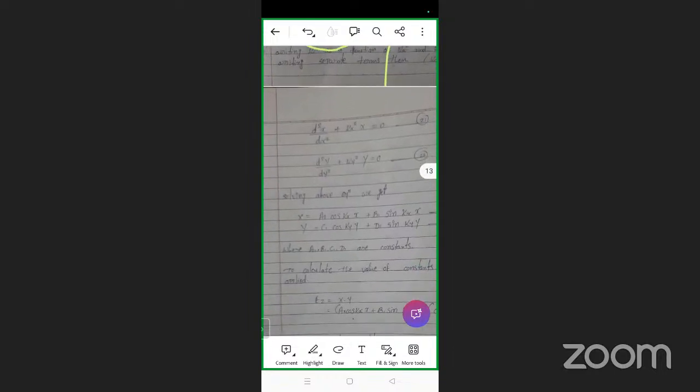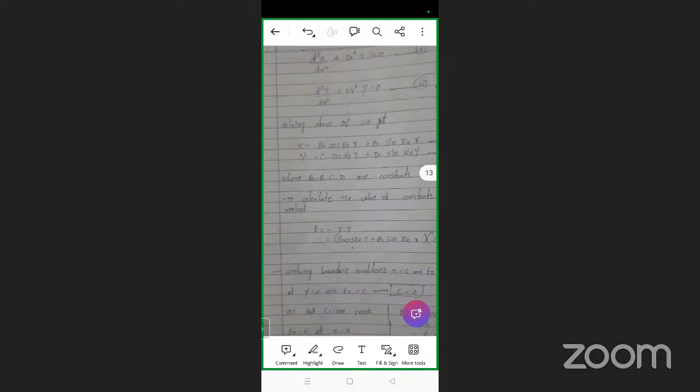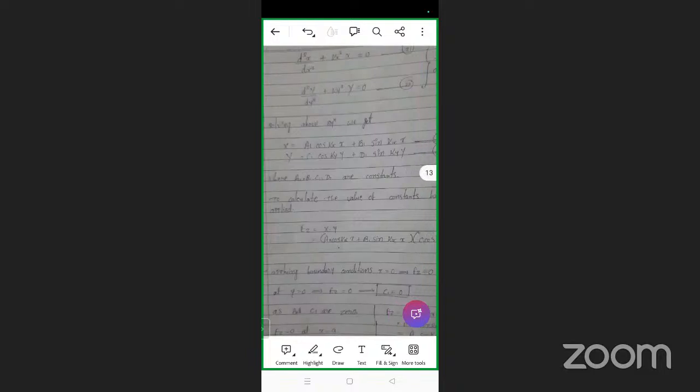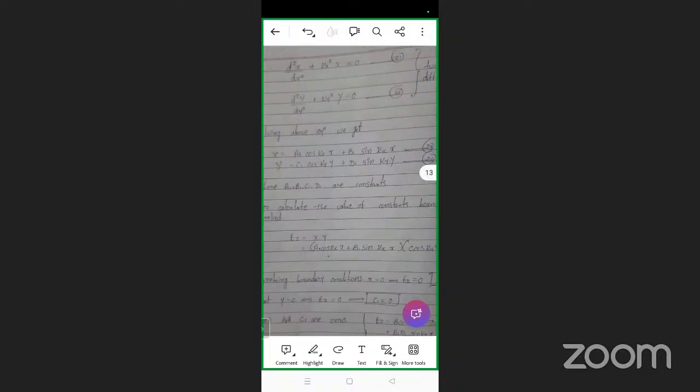What are the simple harmonic equations in terms of x and y? I am writing: x equal to a1 cos kx plus b1 sin kx, and y equal to c1 cos ky plus d1 sin ky, where a, b, c, d I am choosing as constants. Now, we are working along the z-axis. So in these equations, I am keeping a1 equal to 0 and c1 equal to 0.